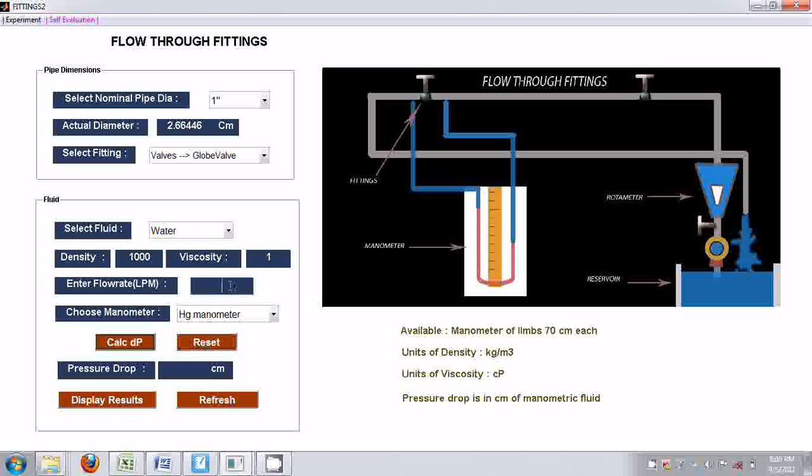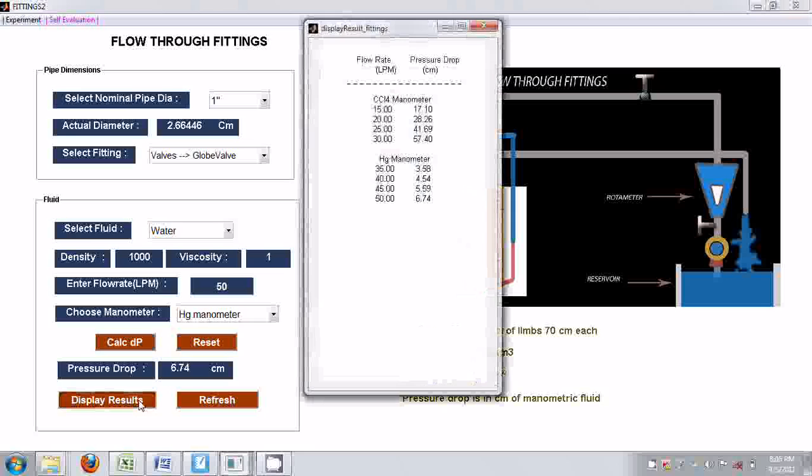And reset and do the experiment for 2 more readings, 45 LPM, reset, and 50 LPM. To see all the reading results, press the button display results. These are the flow rates with which you have done the experiment, and these are their corresponding pressure drops. And with this result, students are supposed to calculate the equivalent length of the fitting. I'll show the sample calculations.